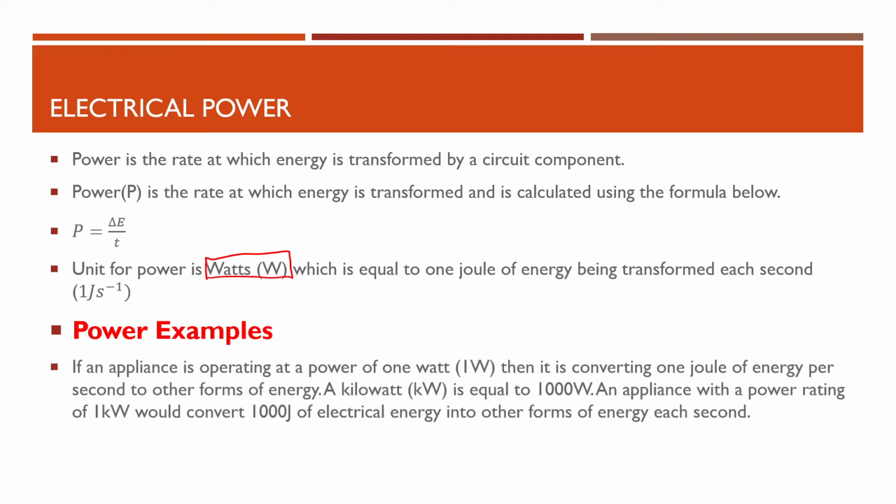So these are some examples. If an appliance is operating at a power of 1 watt, what it means is it's converting 1 joule of energy per second to other forms of energy. That's the power of the appliance. A kilowatt is equal to 1,000 watts because kilo is 1,000. An appliance with a power rating of 1 kilowatt would convert 1,000 joules of electrical energy into other forms of energy each second. So a kilowatt is more powerful than 1 watt because more energy is getting converted.